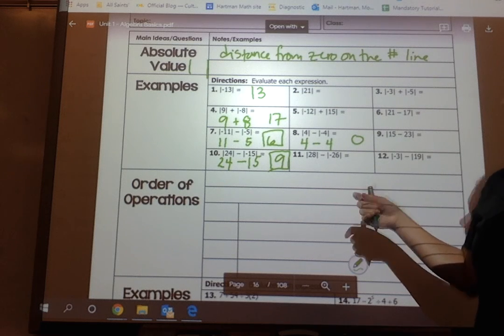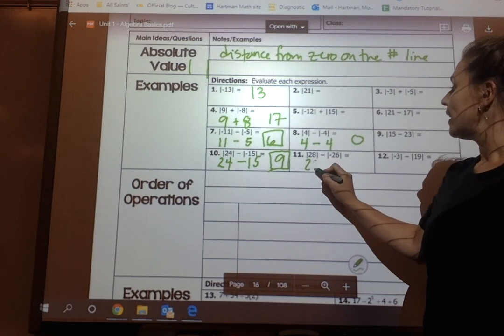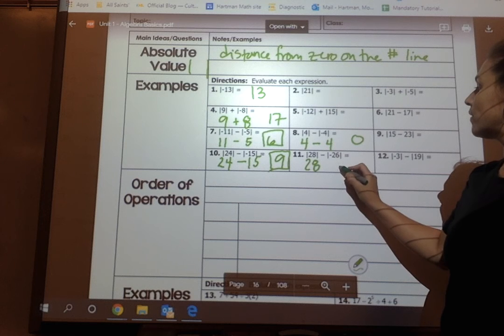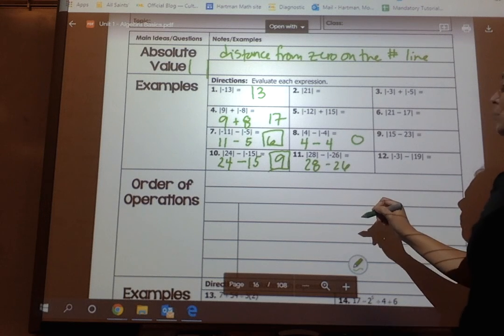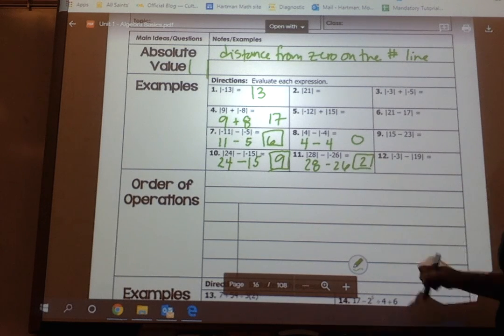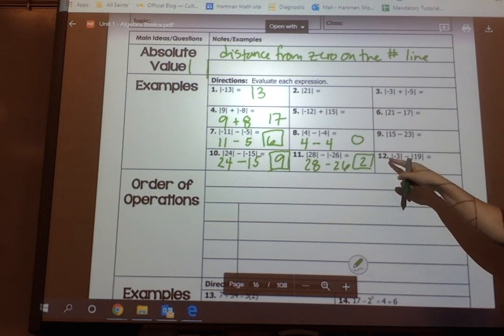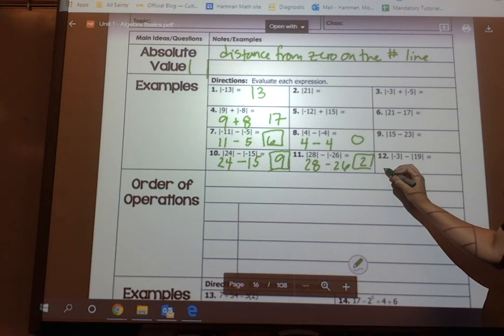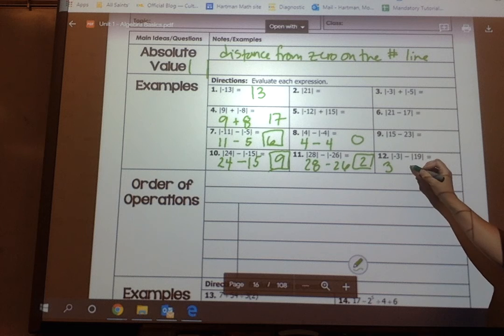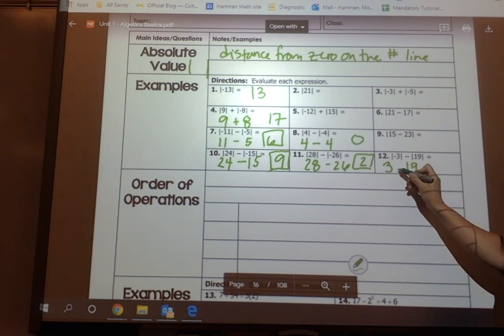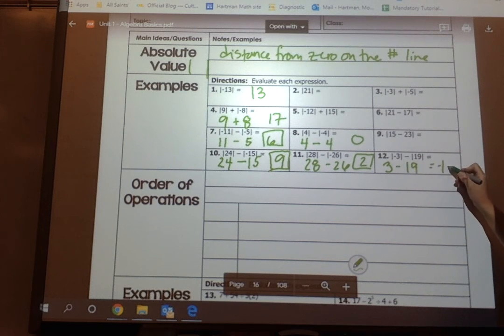Let's look at number 11. Absolute value of 28 is 28. Absolute value of negative 26 is 26. And when you subtract them, you get 2. Let's look at number 12. Absolute value of negative 3 is 3. Absolute value of 19 is 19. And when you subtract, you get negative 16.